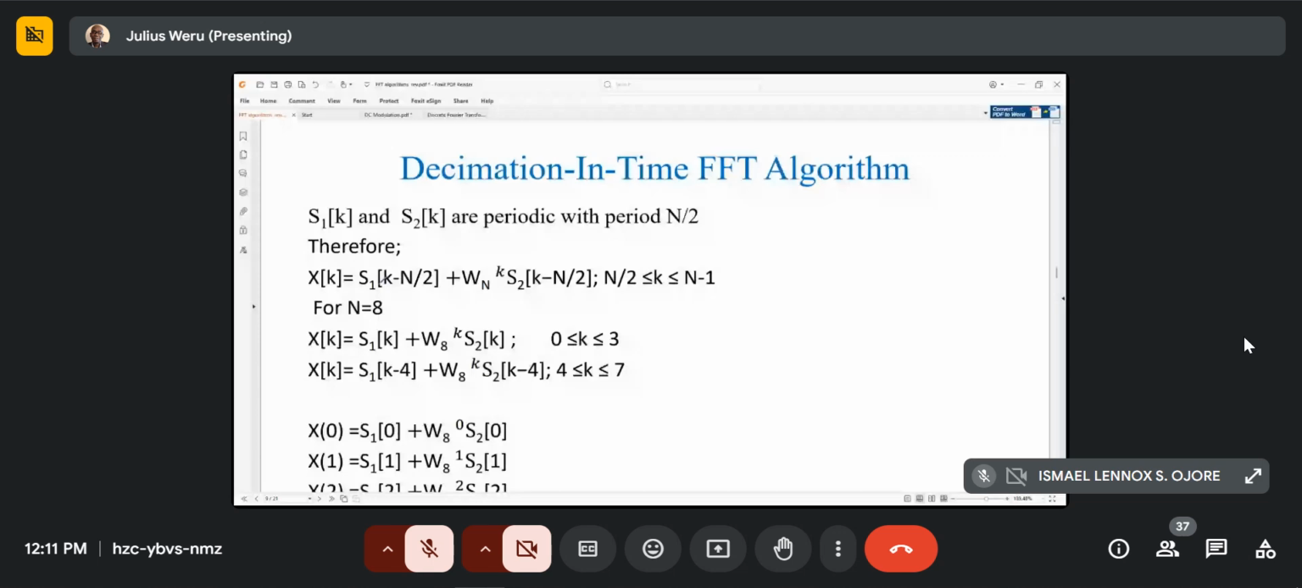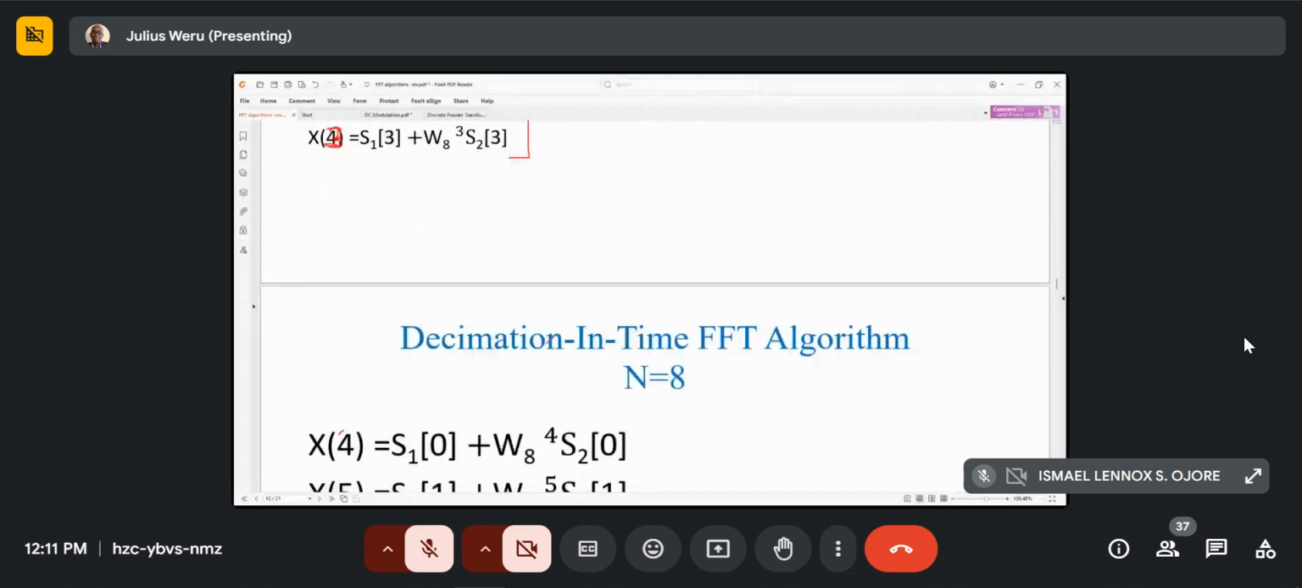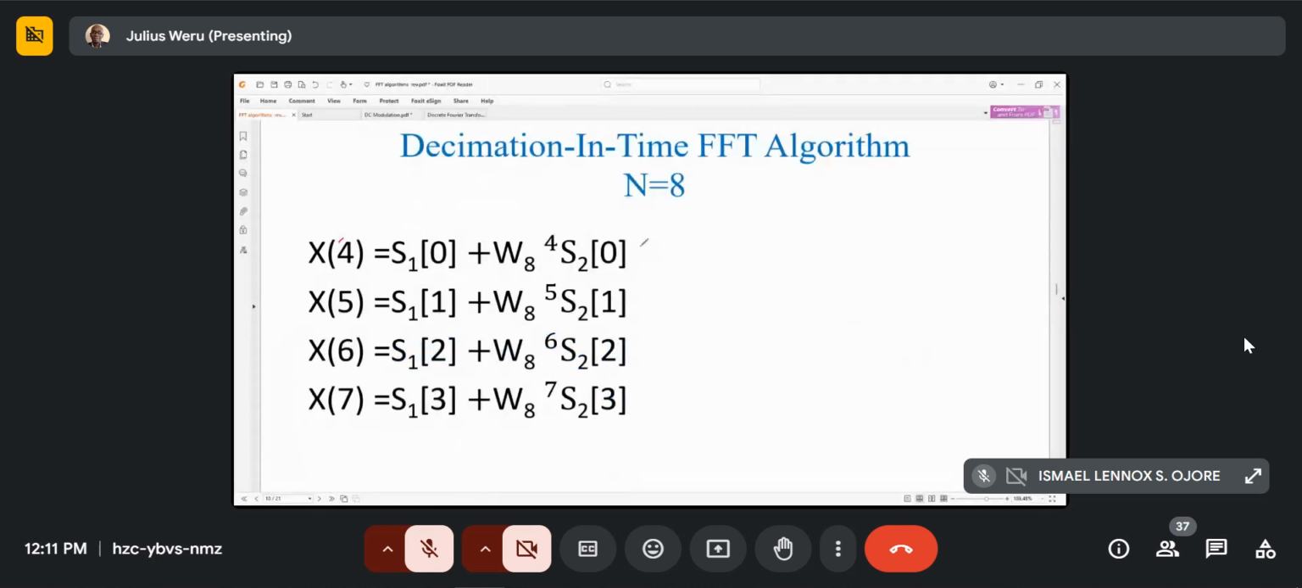But you see now from x of 4, you are going to use this formula. So that is the formula from 0 to 3, and this is the formula, the same thing, from 4 to 7, and that gives you that and that. So you're moving from 0 to 7. That is the power, because after all, the power of this is Wn to the power of k. That's the formula.